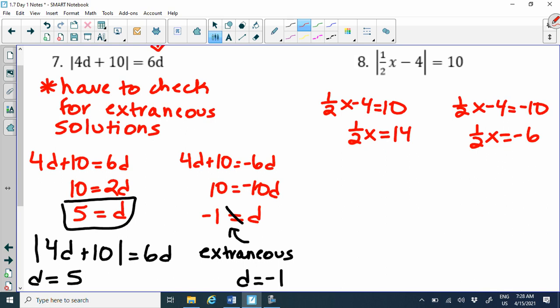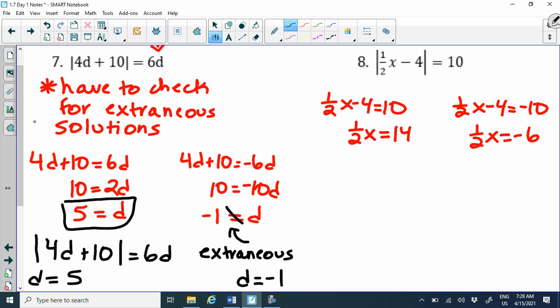Now, how do I get rid of this fraction? You can say divide by 1/2, that's fine. But if you do it that way, make sure you plug it in correctly in your calculator. Like you do 14 divided by parentheses, 1 divided by 2, in parentheses. Otherwise, you get the wrong answer.